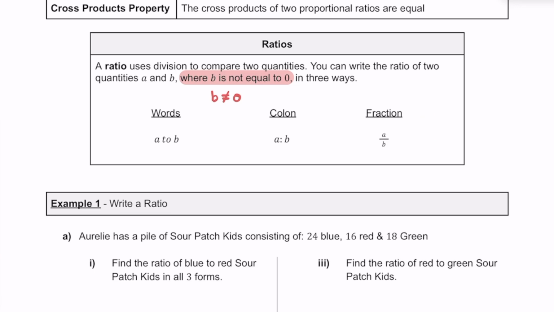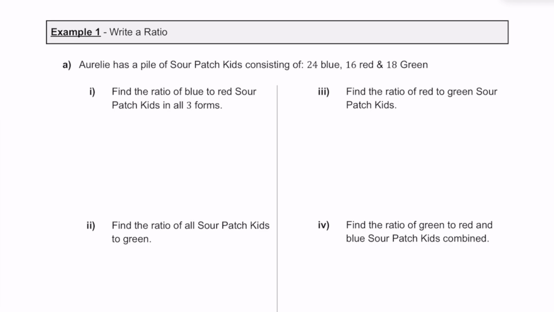All right, so let's go ahead and practice writing ratios real quick. Orly has a pile of Sour Patch Kids, one of my favorite candies, and she specifically has 24 blue ones, 16 red ones, and 18 green ones. So we're going to find the ratio of blue to red in all three forms. It doesn't matter which one you start with, but blue must come first and red must come second.